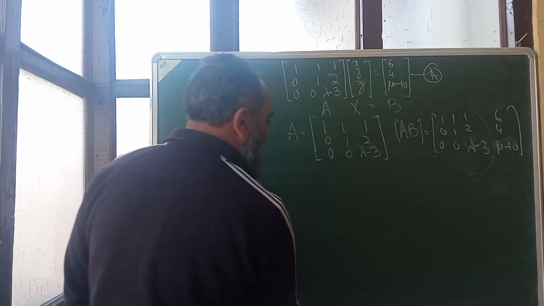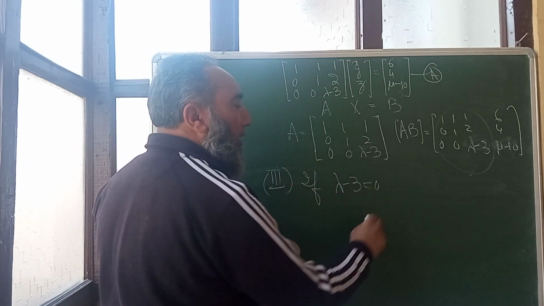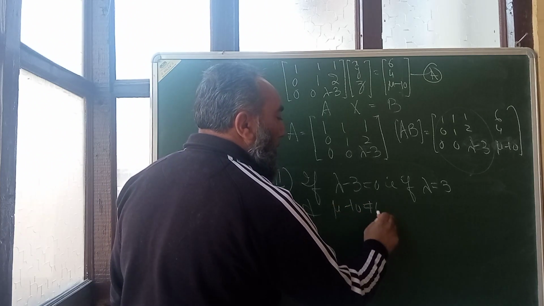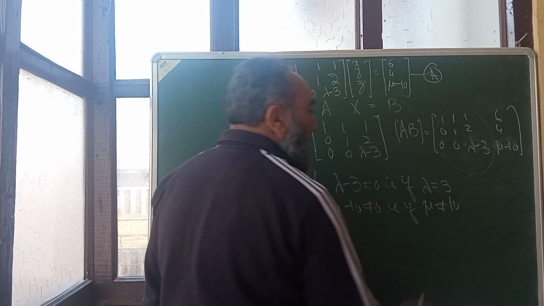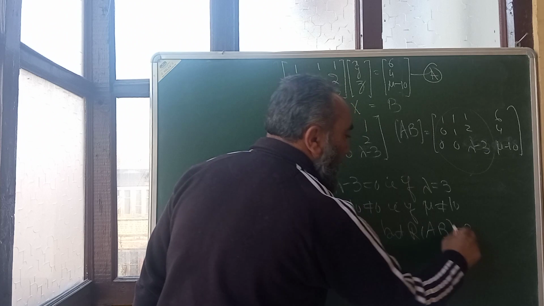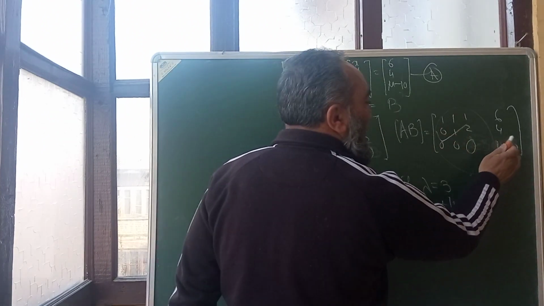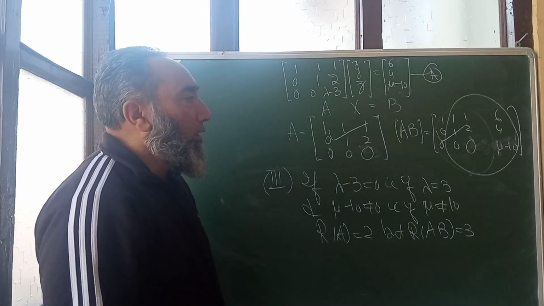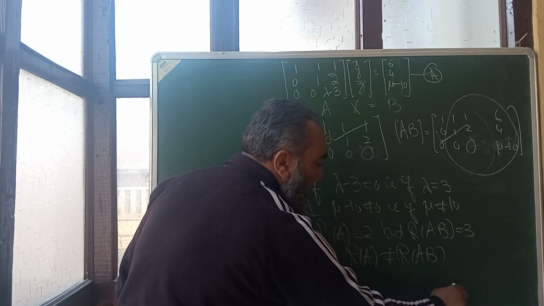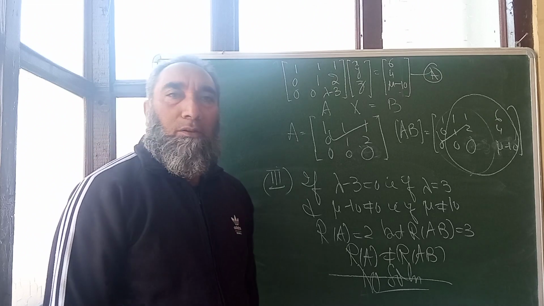Now, case third. If lambda minus 3 is 0, that is if lambda is equal to 3 and mu minus 10 is not equal to 0, that is if mu is not equal to 10, then rank of A is 2, but rank of AB is 3. Rank of this is 0, so rank of A is 2. But if this is not 0, then there will be at least one minor of order 3 which is not equal to 0. Therefore, rank will be 3. So rank of A is not equal to rank of AB. So the system is inconsistent and has no solution. Fine.